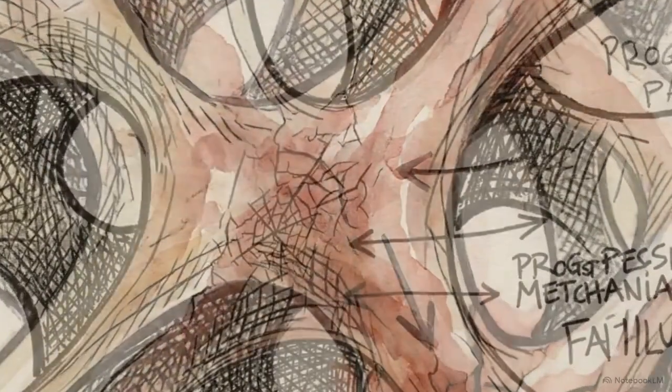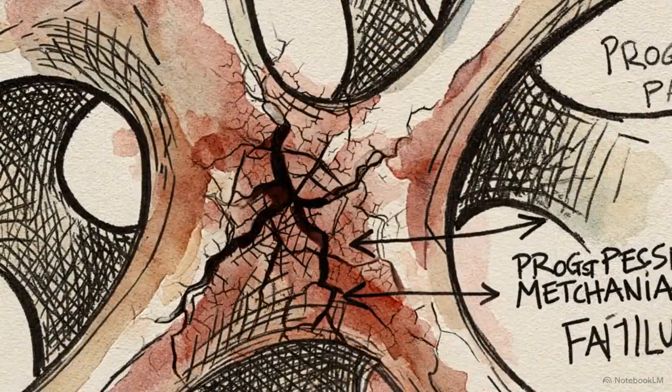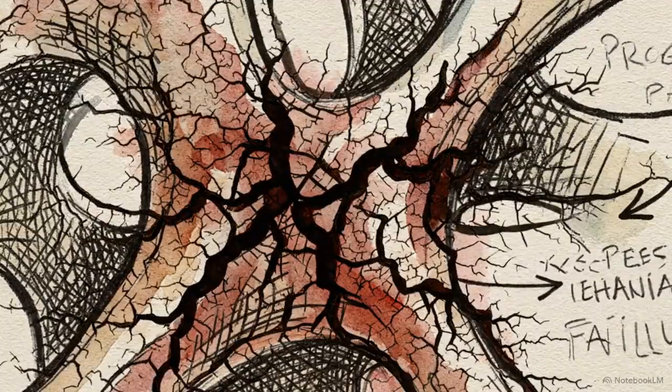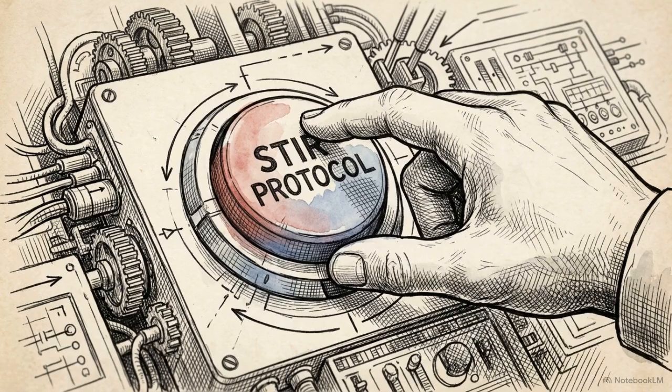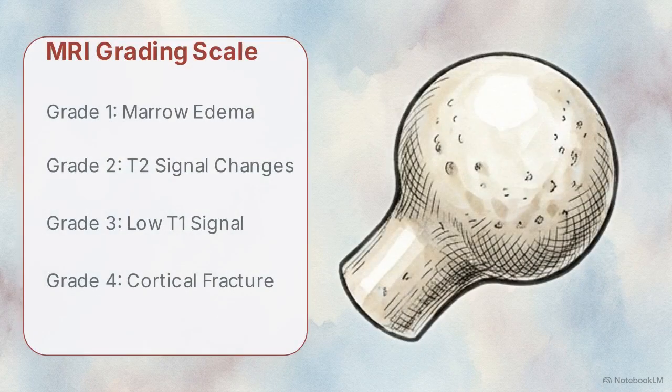Here, repetitive mechanical microtrauma accumulates faster than the bone's intrinsic ability to remodel and repair. These stress injuries are typically invisible on initial radiographs. When a stress-related bone injury is suspected, clinicians must pivot immediately to fluid-sensitive MRI. Stress injuries follow a predictable 4-grade sequence on MRI. Grade 1 shows isolated marrow edema. Grade 2 adds T2 signal changes. Grade 3 demonstrates low T1 signal without a cortical break, and Grade 4 represents a visible fracture line.